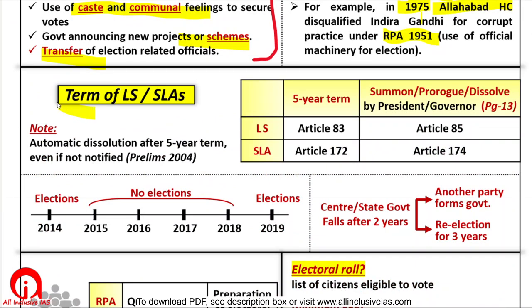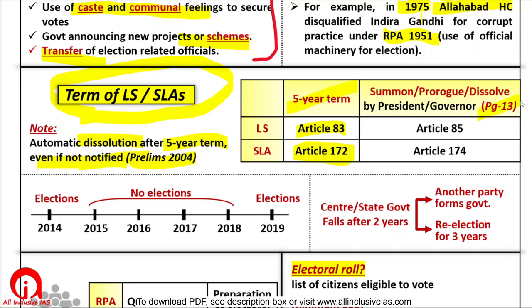Very important thing: the term of Lok Sabha and state legislative assemblies. Like in 2004, UPSC asked, one of the options was, what if Lok Sabha completes its 5-year term and the president does not dissolve the Lok Sabha, what will happen? The answer is that Lok Sabha will automatically get dissolved even if the president has not notified, because Lok Sabha has a 5-year term, and this is written in the Constitution, Article 83. Similarly, legislative assemblies of states have a 5-year term as written in Article 172.